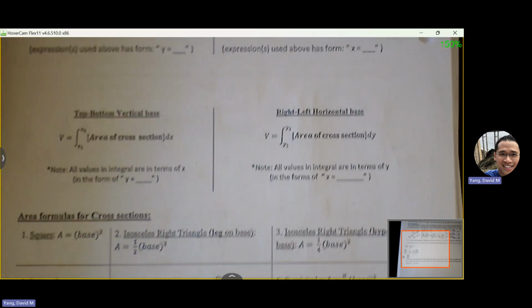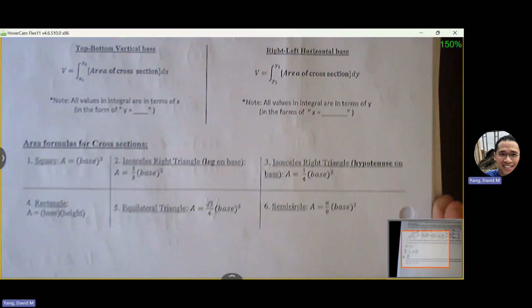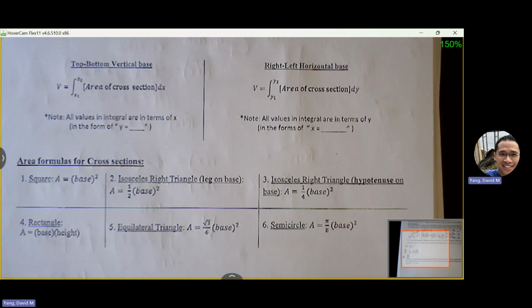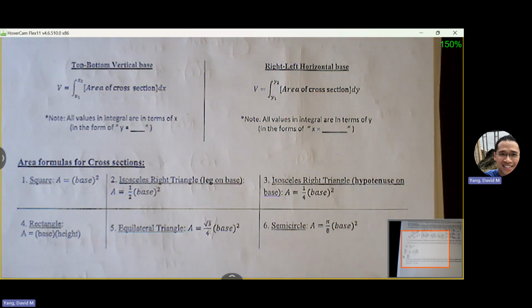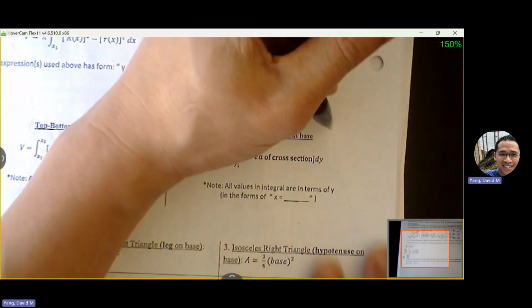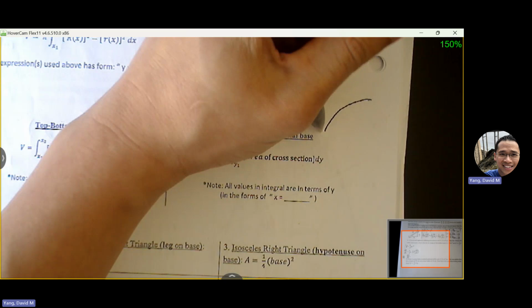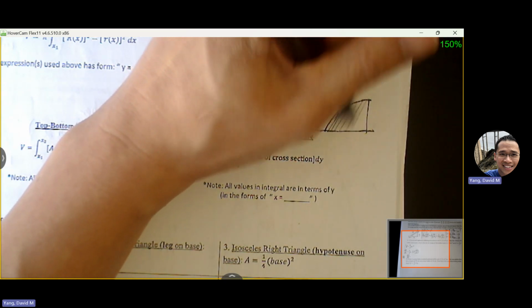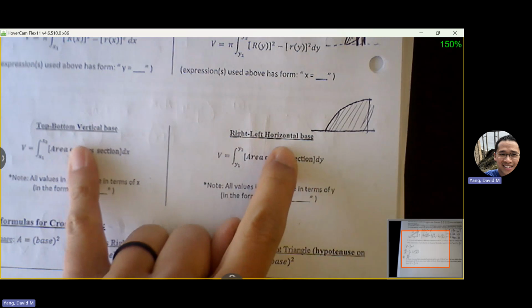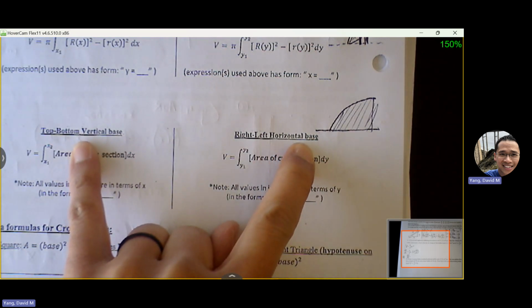Cross sections are ones where we have a base and we're building different shapes on top of that base. So it could be a square, it could be an isosceles right triangle, it could be a rectangle, it could be different variations of triangle, it could be a semicircle. But essentially, the shape of the base doesn't really matter. But we're always going to be told how to draw that base, whether it's a vertical or horizontal base.